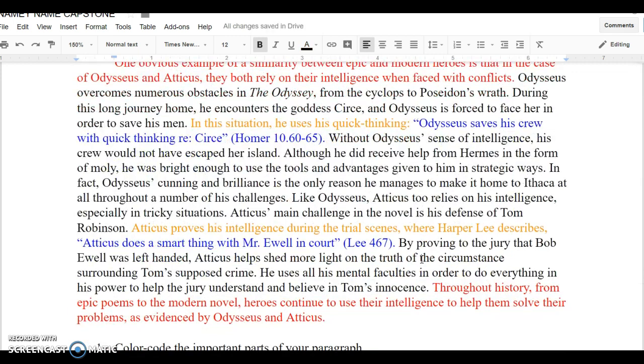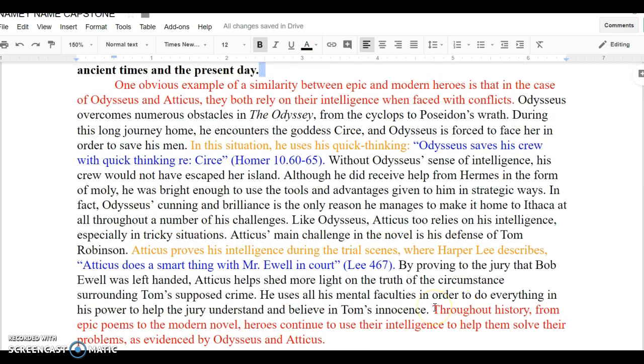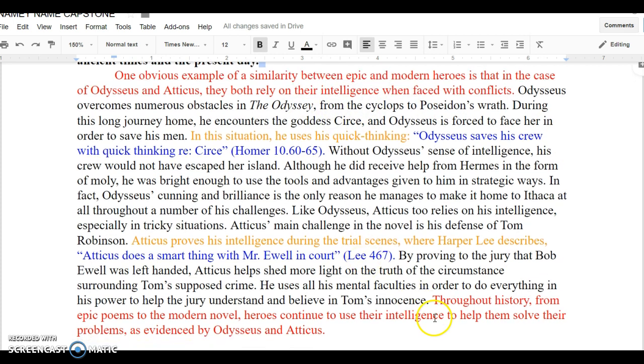Then, at the end of your paragraph, you should have a sentence that ties everything back to this idea of intelligence as the trait that they share. So my last sentence of this paragraph is, "Throughout history, from epic poems to the modern novel, heroes continue to use their intelligence to help them solve their problems, as evidenced by Odysseus and Atticus."